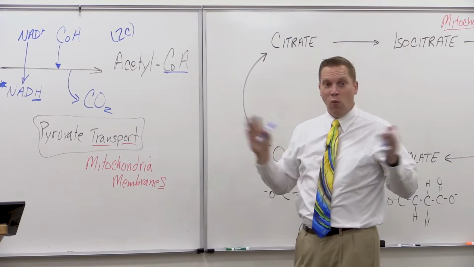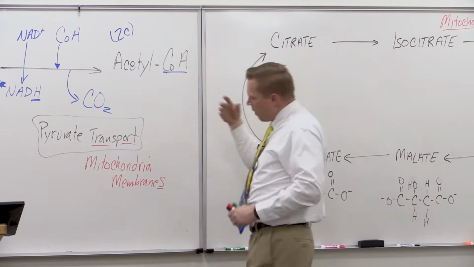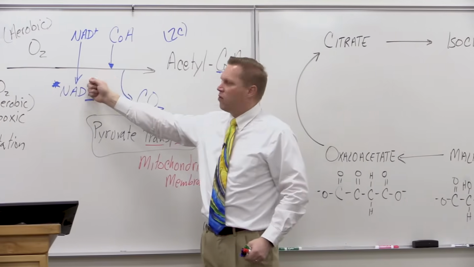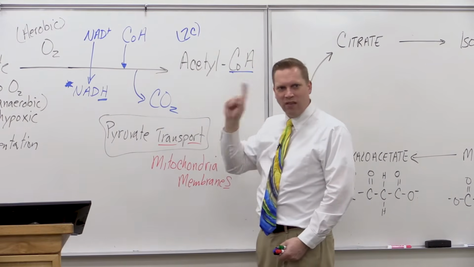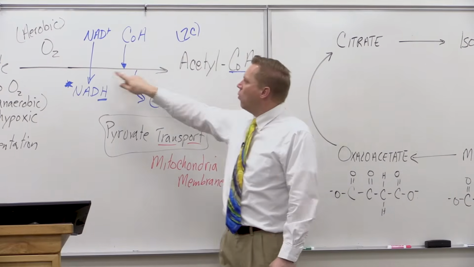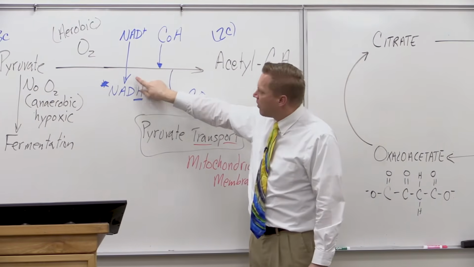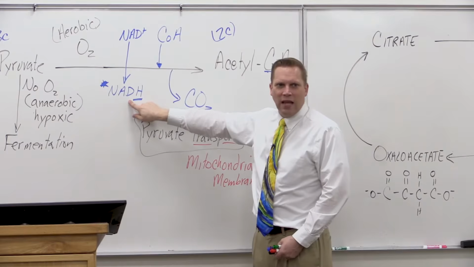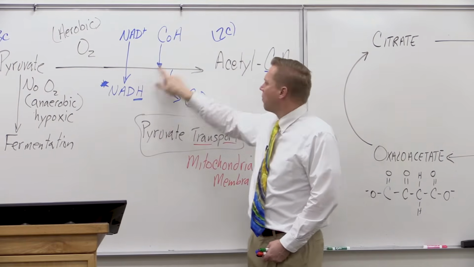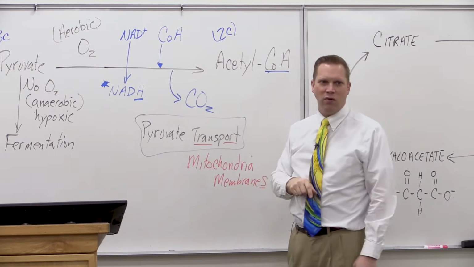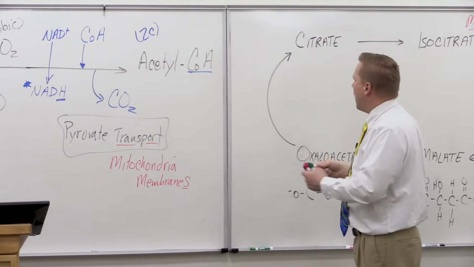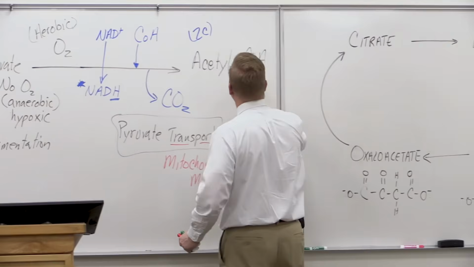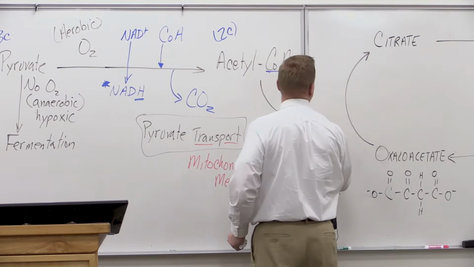So it's just a one-step reaction, but we have a lot going on. We're transporting from the cytosol into the mitochondrial matrix. That's the first thing we have going on. We have some energy production right here that's being stored in that NADH molecule, and we have the release of CO2. Now, the acetyl CoA is then going to enter into the citric acid cycle.